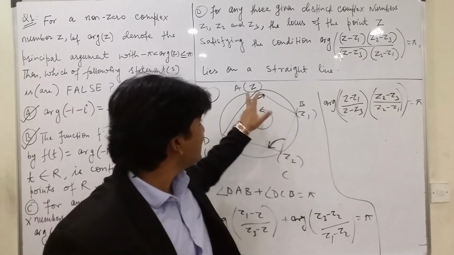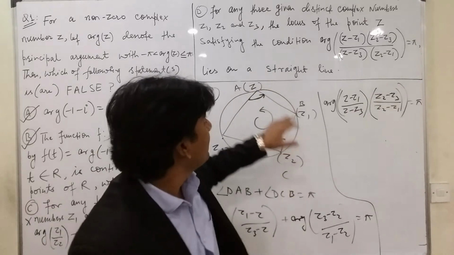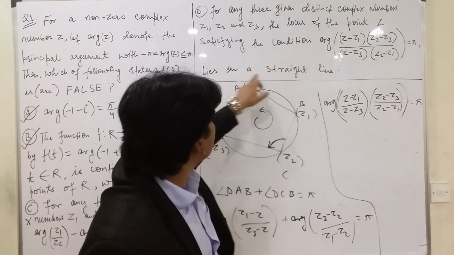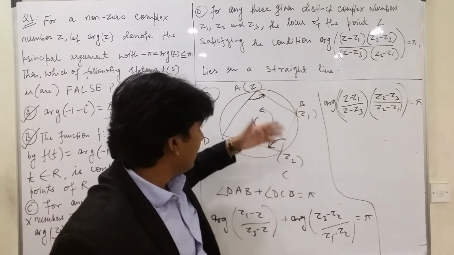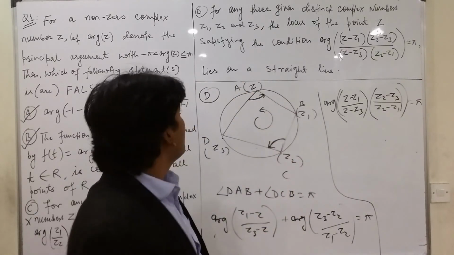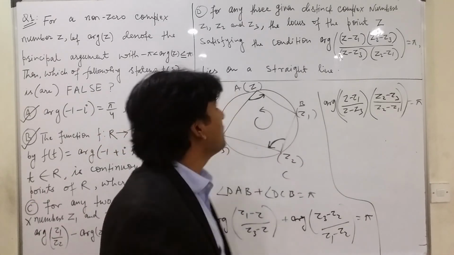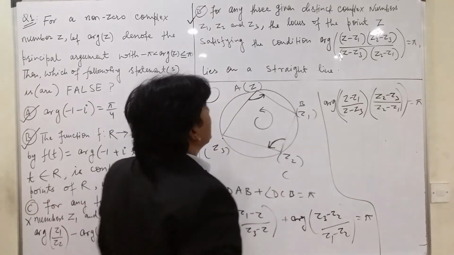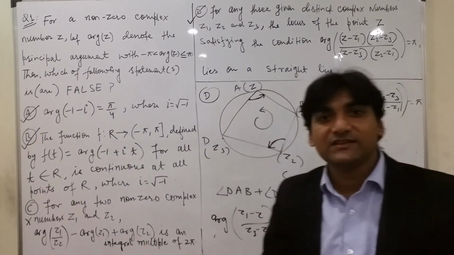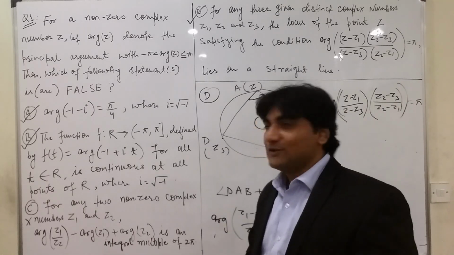So it means this z lies on a circle, not a straight line. The statement says that z lies on a straight line, but in reality this z lies on a circle. It means option D is also false. But we have to select the false one, so we will select option D as well. So if I talk overall about this question, it was a pretty easy one. It was not difficult. I hope you guys understood this.